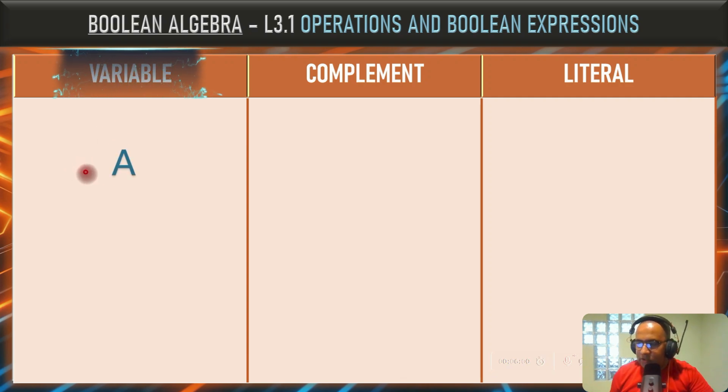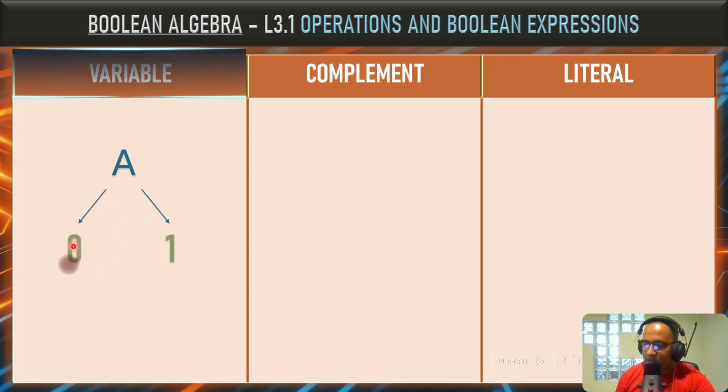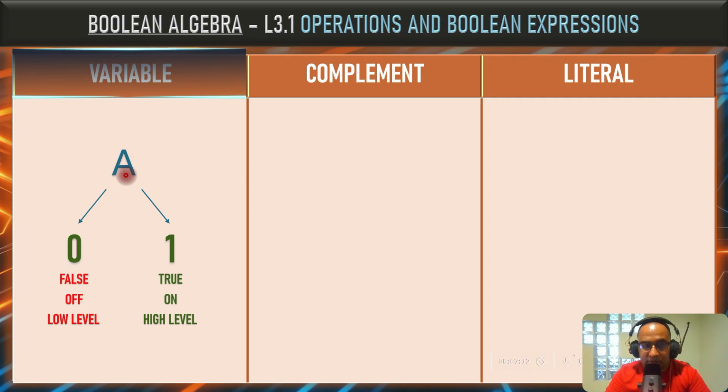A variable is usually represented by an uppercase letter, and that letter represents a logic value, either 0 or 1. For example, the variable A can take 0 or 1. Here's an important detail to avoid confusion. A variable represents a logic value and not a numerical value. As I mentioned in the first video of this playlist, numerical value represents quantity. Logic value represents a state. In digital electronics, a logic state can represent false and true, off, on, low level, high level, absence or presence of voltage or current, and so on.